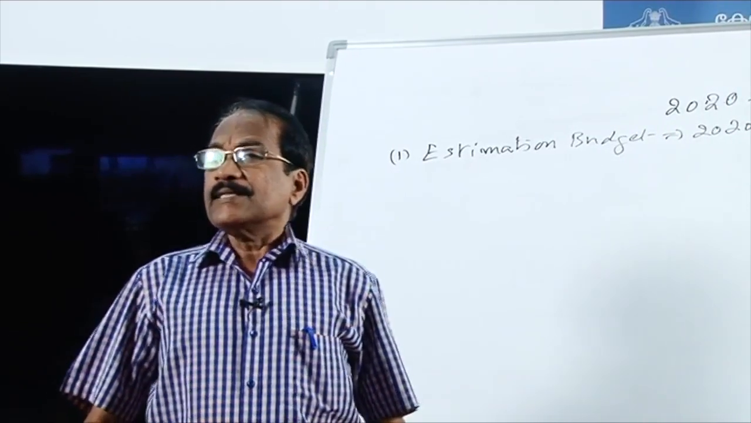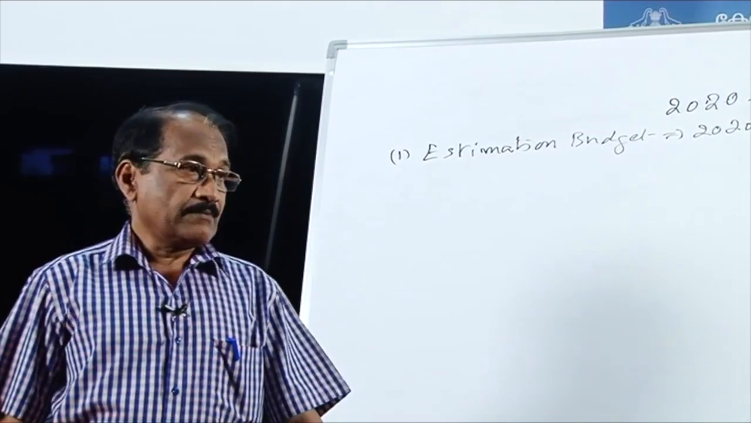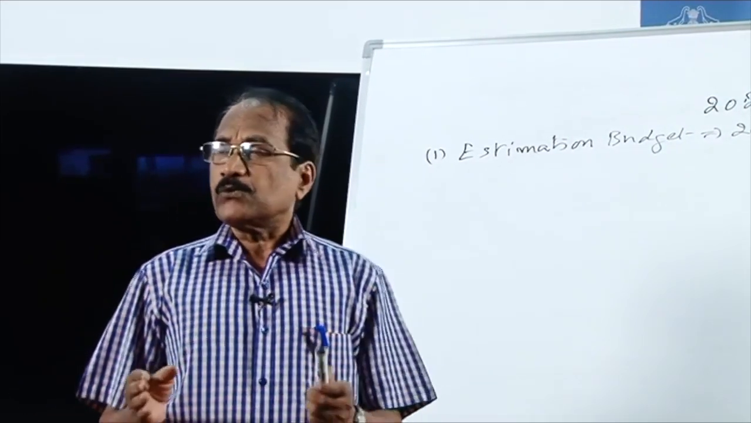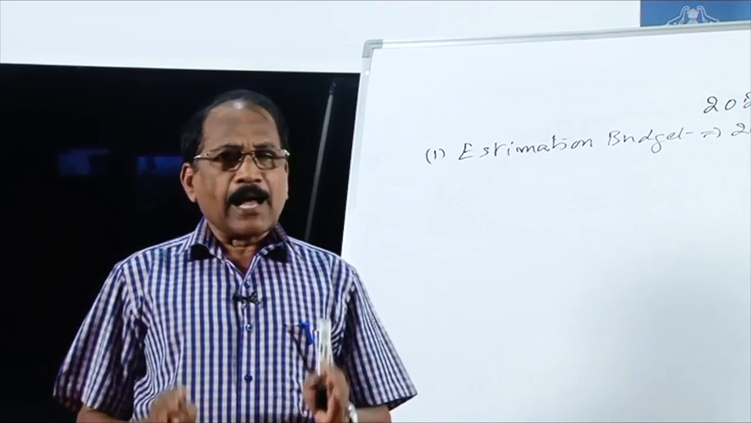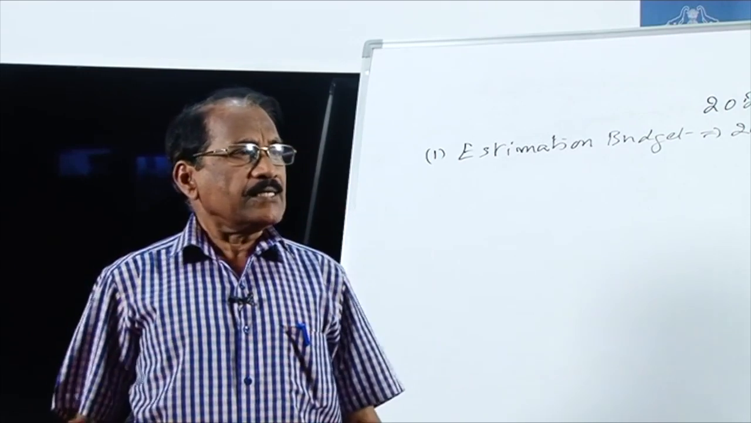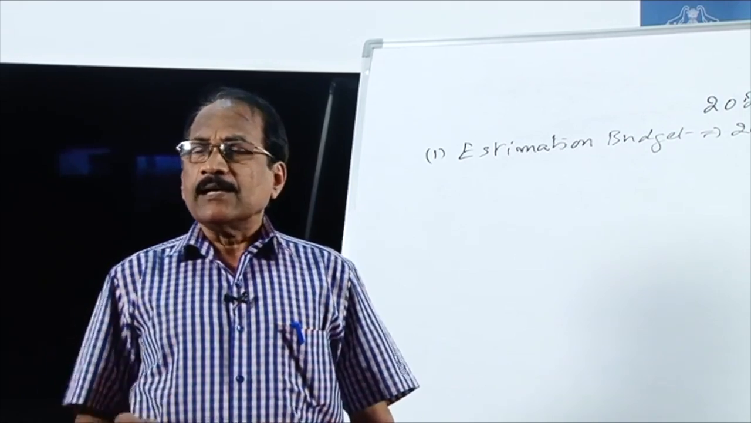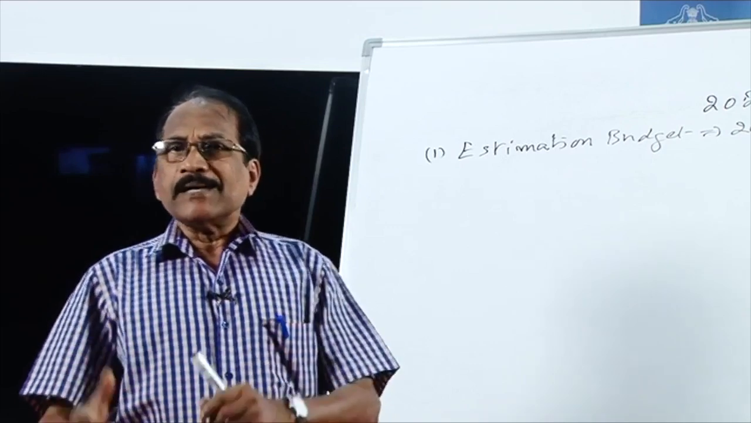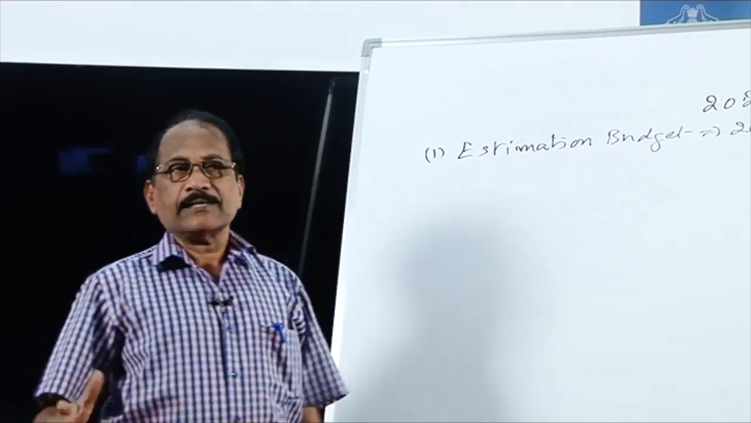Here, it is an estimation budget. What do you mean by estimation budget? Budget actually means annual financial statement. It is an annual financial statement showing what? Receipts as well as expenditures to be made during the next financial year.